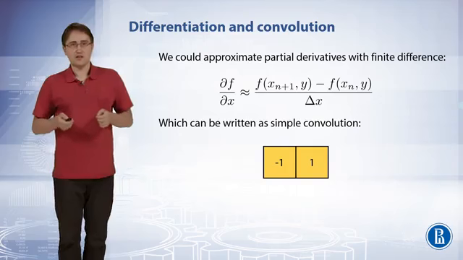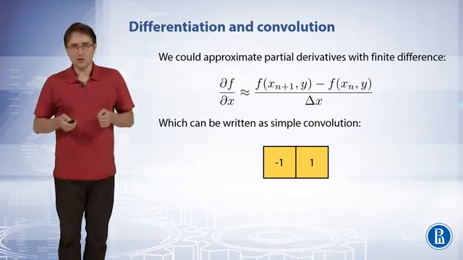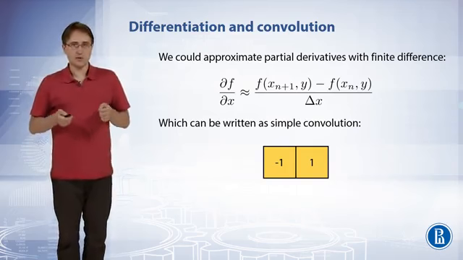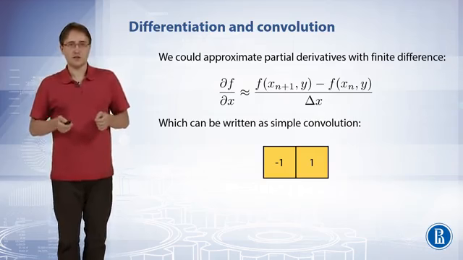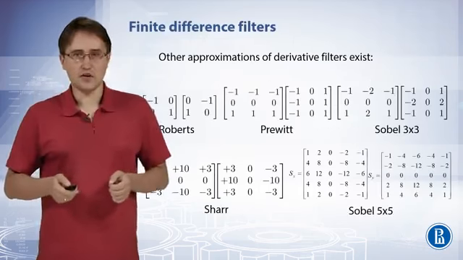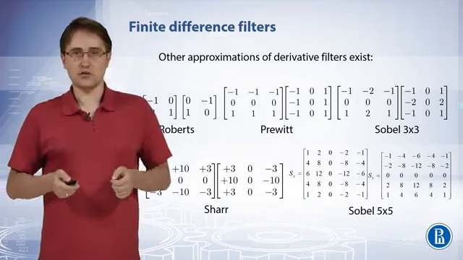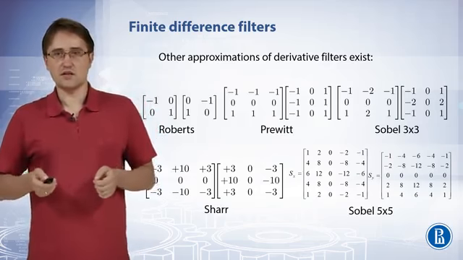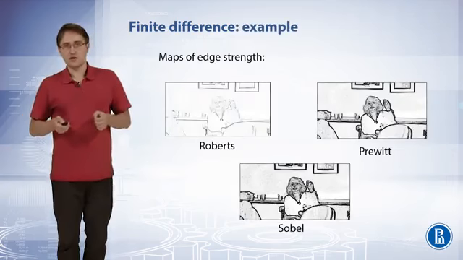Because images are discrete, we could approximate partial derivative of optical image with finite difference in discrete images. Finite difference can be easily written as a simple convolution, for example with 2x1 filter kernel and values -1 and +1. Other approximations of derivative filters exist. I put here Roberts operator, Prewitt, Sobel and Scharr operators. These operators both smooth and estimate finite differences in images. They produce visually similar results.